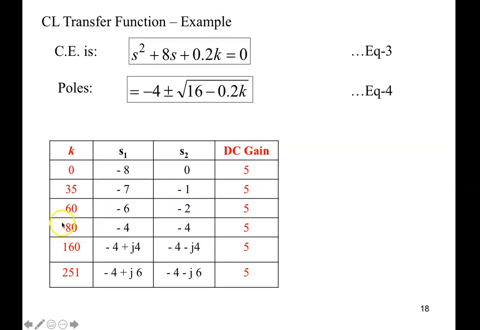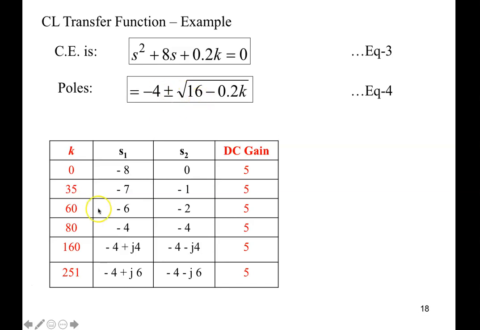Increase that further from 60 to 80. I'm not going to go back there, but you end up with 80 times 0.2, that's 16. So 16 cancels 16 out. I have 2 poles, minus 4 and minus 4. They are the same. It's a second order system, you have 2 poles. Okay, they may be at the same position, but they are 2 poles.